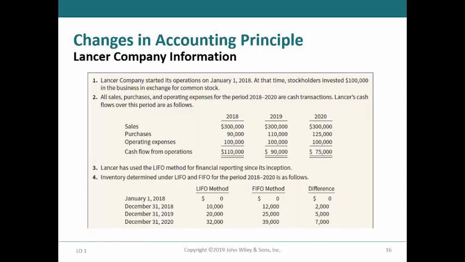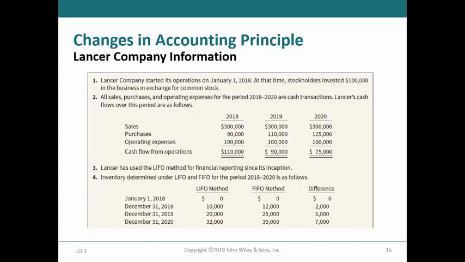The ending inventory for Lancer under both the LIFO and FIFO methods are shown for 2018 through 2020 and the differences in these amounts. It is important to note that the cumulative effect on ending inventory prior to the change in 2020 was $5,000.